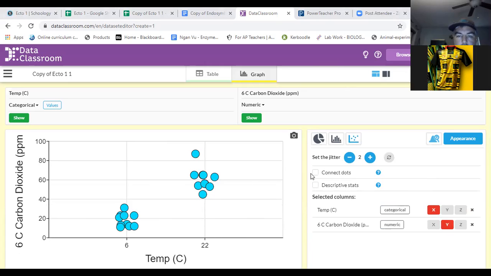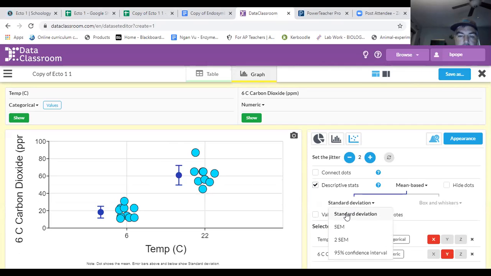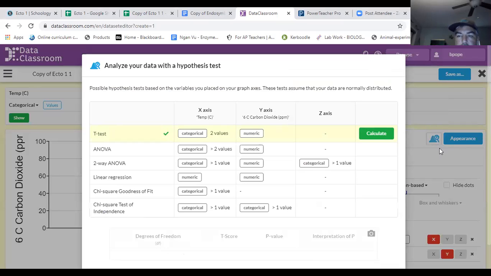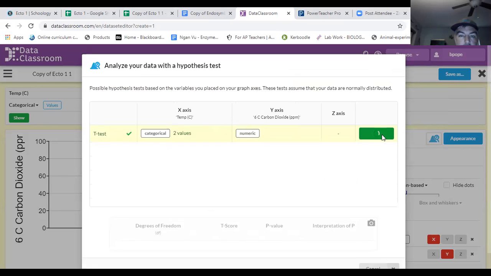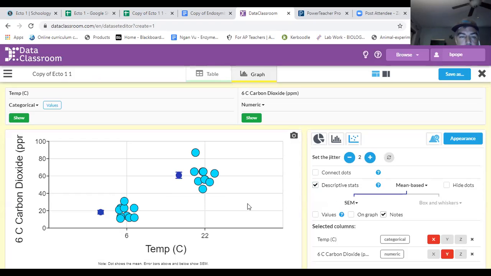So I'm going to put descriptive statistics. I want to change standard deviation to standard error, and they're significantly different. If I want to get my p-value, I'll come over here. There's a little magnifying glass with a p in it, and this is set up for a t-test. I will calculate this and see what my p-value is. It's 0.01, so it is significant. And this was data that was generated by kids in the class a couple of years ago.